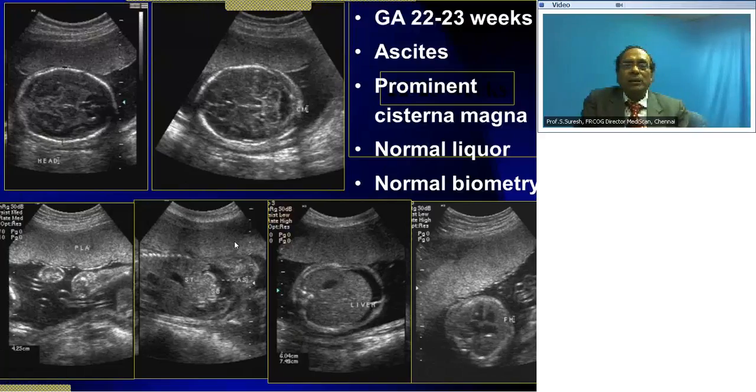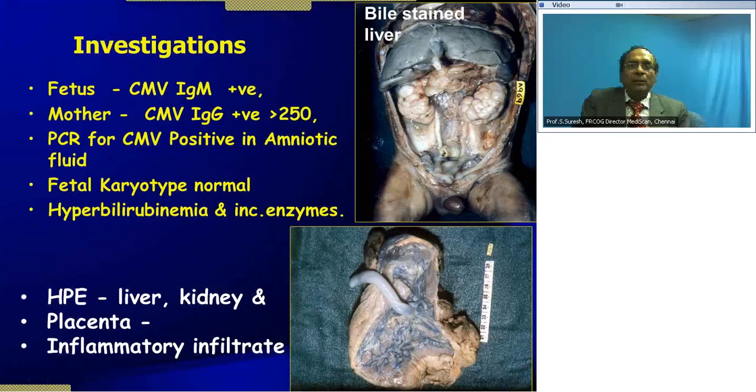Now here is a 22 to 23 week fetus where there is ascites, and there is a prominent cisterna magna, normal liquor, normal diameter. So whenever we see fetal ascites, what comes to our mind is, could it be due to intrauterine infection? And when there is infection, it has to come through the placenta. So the placenta is one of the organs which could also participate in the infection process. You could have a very large placenta, a small placenta, or sometimes even a normal looking placenta. So again, when you have fetal ascites, you need to investigate further.